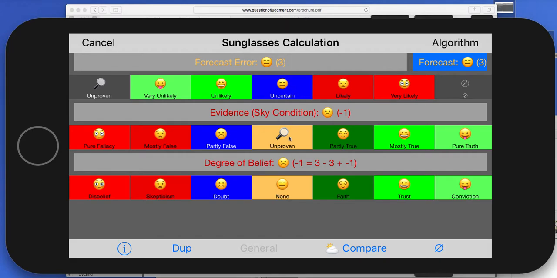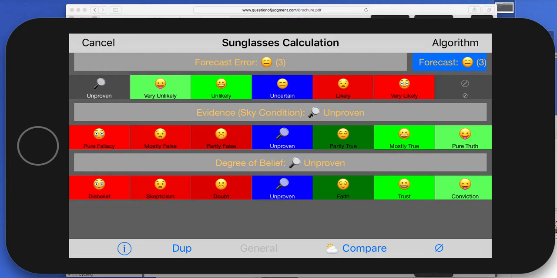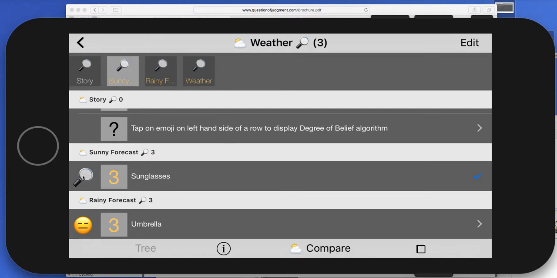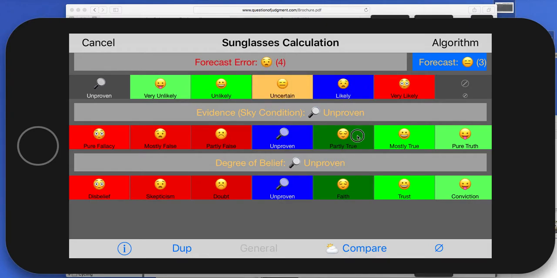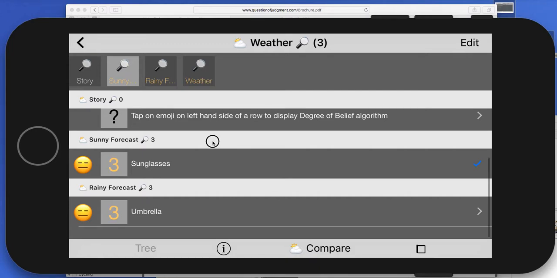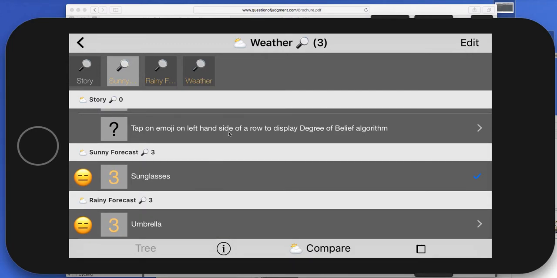And the advantage of using evidence is that we get this magnifying glass symbol, which means look for more information. And if we can't prove something, we don't want to jump to a conclusion. So that's why the evaluation could be unproven. And we want to be sure that we're not relying on our intuition. And let's just reset this to where it was before. So that's the degree of belief algorithm.